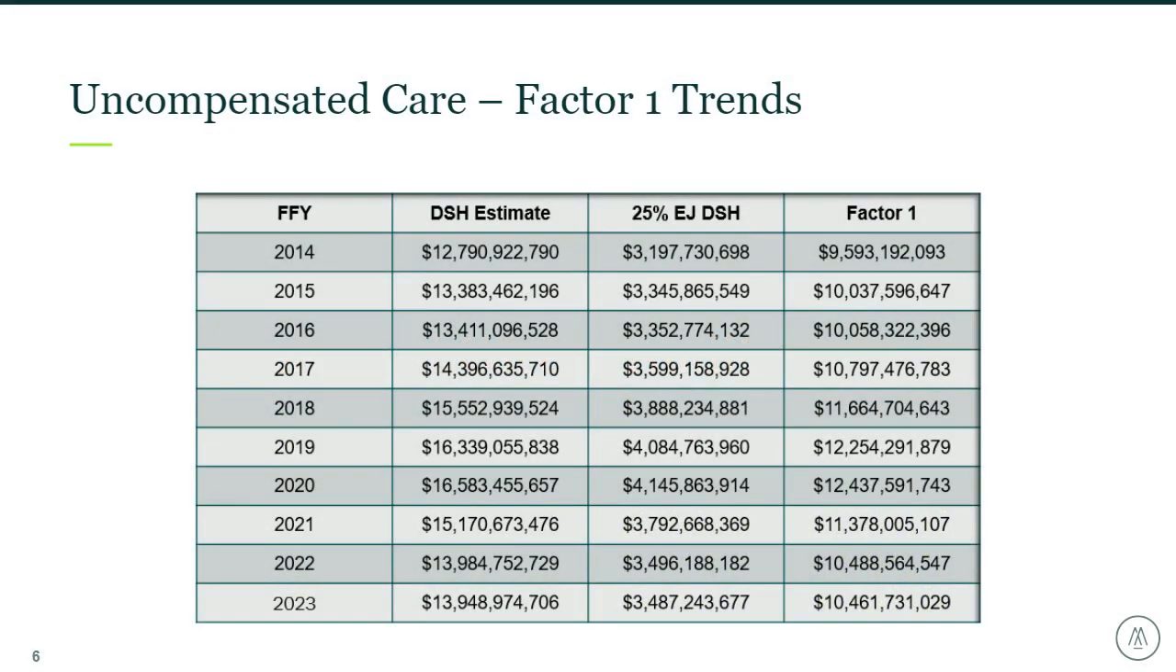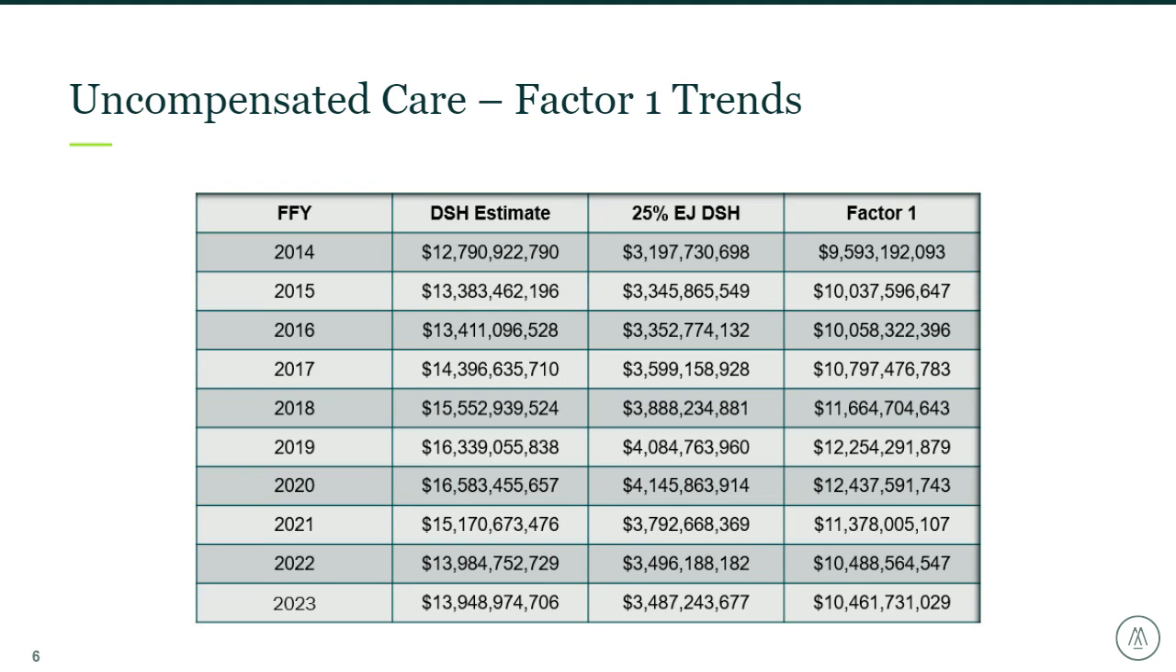So to determine the size of the UC payment pool, CMS publishes 2 factors each year. Factor 1 is the DISH estimate after removing the 25% empirically justified DISH amount that is paid out in the standard DISH formula. This chart shows the trend in Factor 1 since the implementation of the Affordable Care Act. So in 2023, the Factor 1 DISH estimate was $10.4 billion.